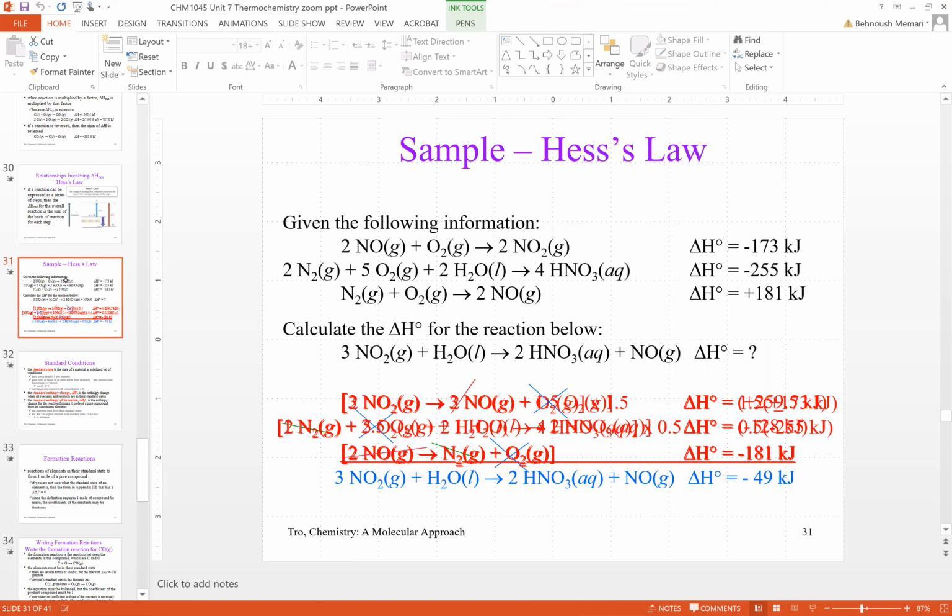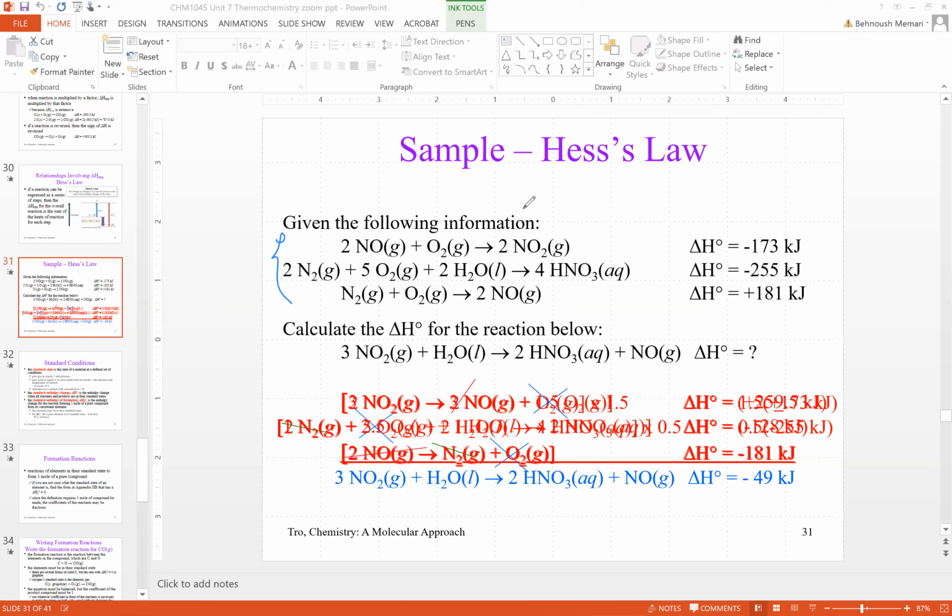You are going to use the facts that if you reverse the reaction, the sign for delta H is reversed. If you double a reaction, delta H is doubled. If you divide a reaction by half, the delta H value is also divided by 2. So we have to pay attention to these three reactions.